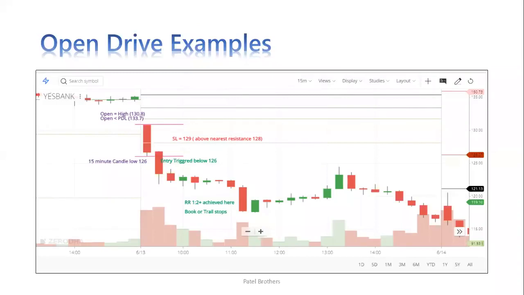So that's why, otherwise if there is a case of 4500 lot size, that trade should be avoided.